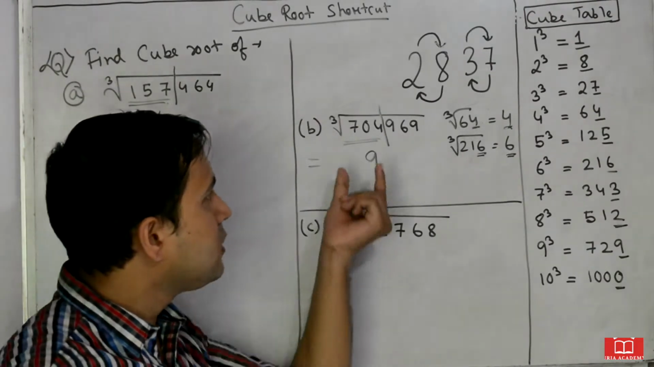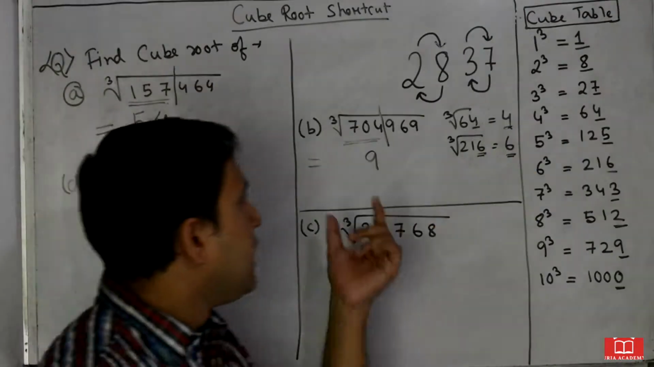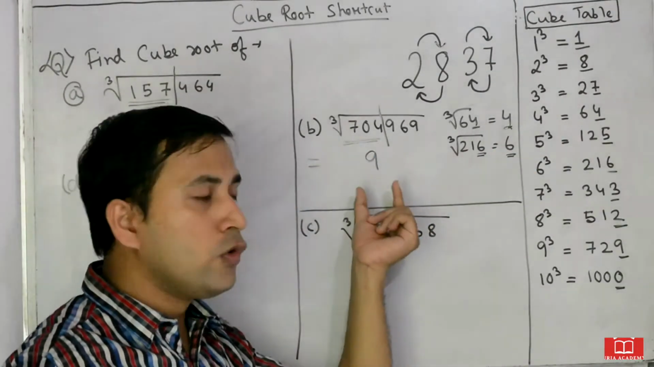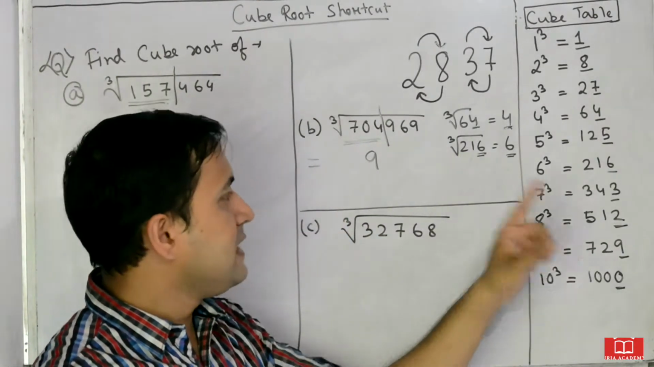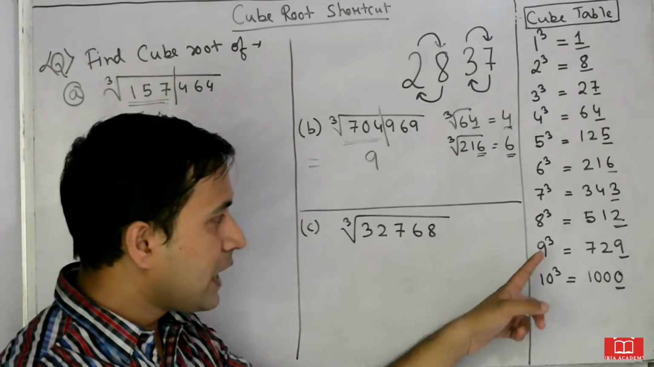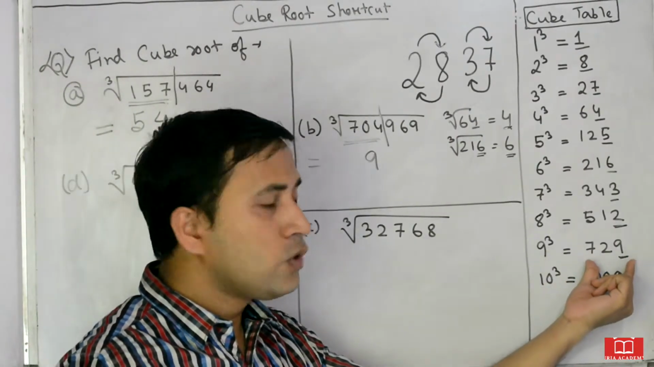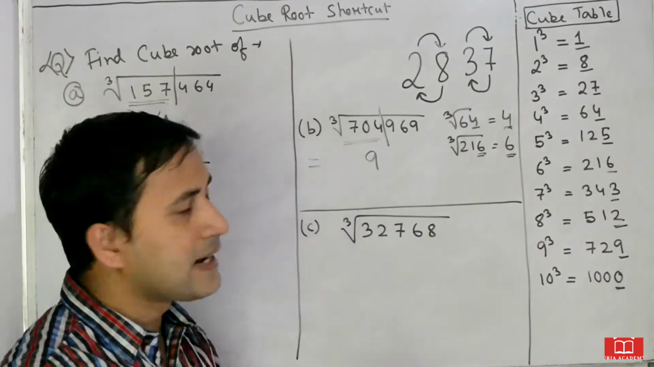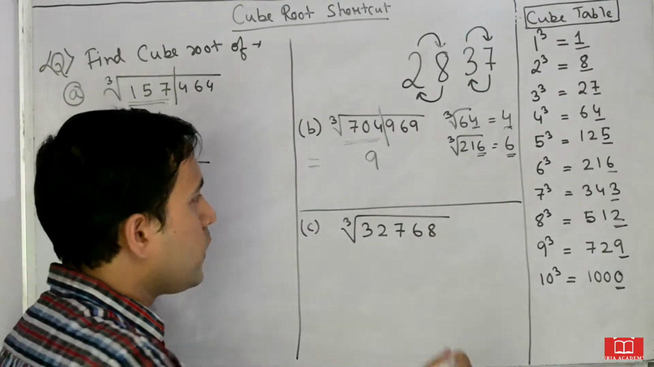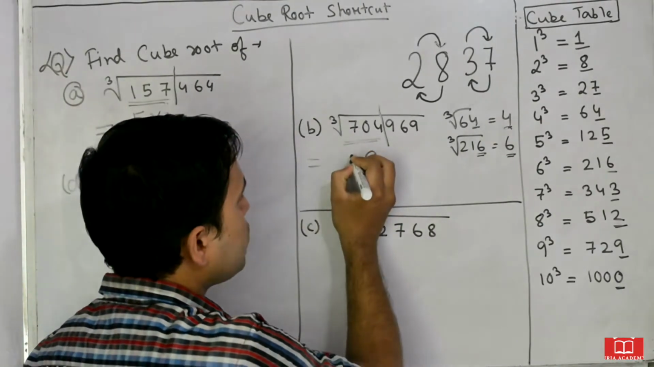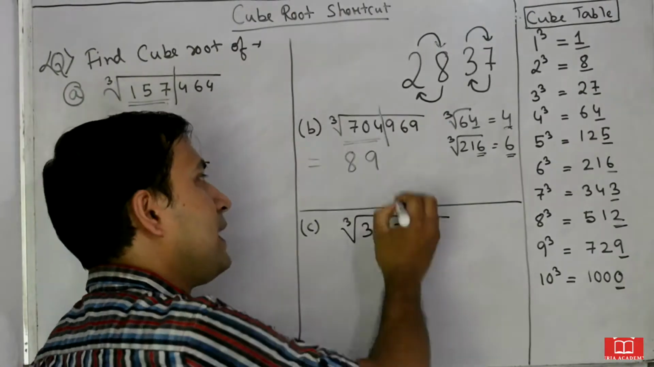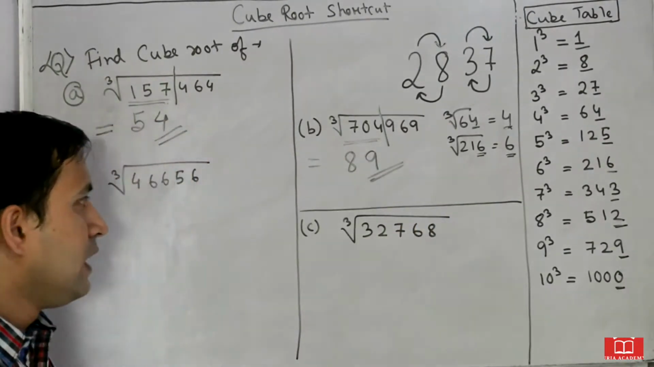What is the nearest cube to 704? The nearest cube to 704 is 8 cube, that is 512. We cannot take 9 here, because 9 cube is 729, which is greater than 704. So we take the number here as 8, and so 89 is our final answer.